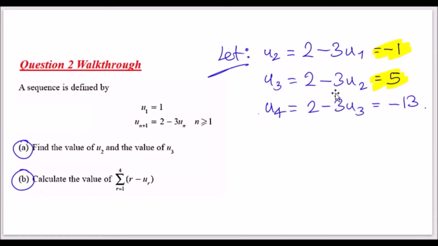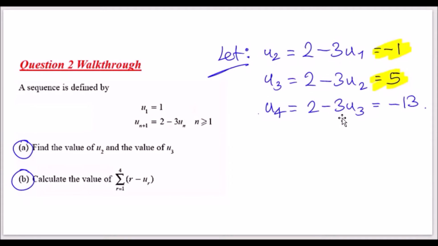So doing it for u3, you should get u3 equals 2 minus 3 times u2, which is negative 1. So 2 minus 3 times minus 1 is plus 5, and you're done. I also did u4 because for the next part, part B, we need to go up to the fourth term. So doing the same thing again, you should get minus 13.